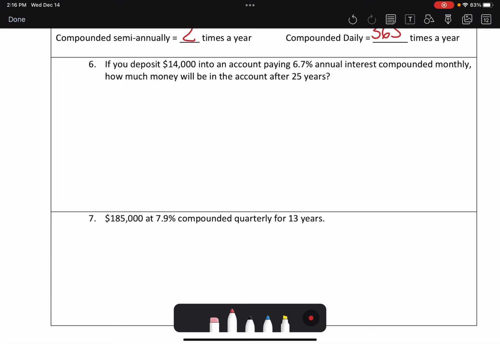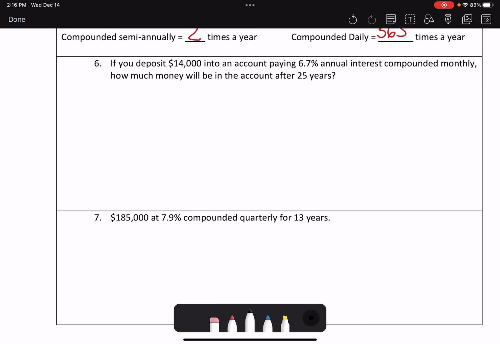Problem number 6. So it says if you deposit $14,000 into an account paying 6.7% annual interest compounded monthly, how much money will be in your account after 25 years? So this means I need to use my compound interest formula, which is A is equal to P times 1 plus my rate over my N, which is my interval, to the power of N times T.